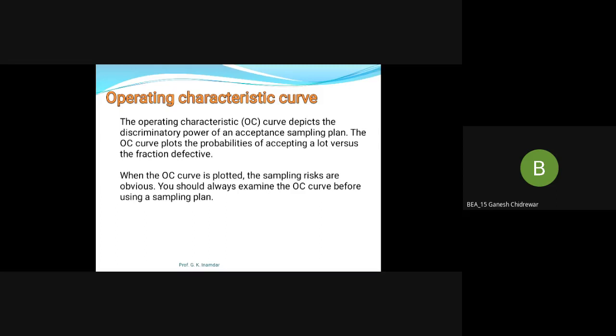Now, whenever we study acceptance sampling, risk is there everywhere. While taking a decision, there is definitely risk, whether the decision we have taken is right or wrong. There are also different types of risk: producer risk may be there, consumer risk may be there. We will discuss that, but before that we will discuss the OC curve.